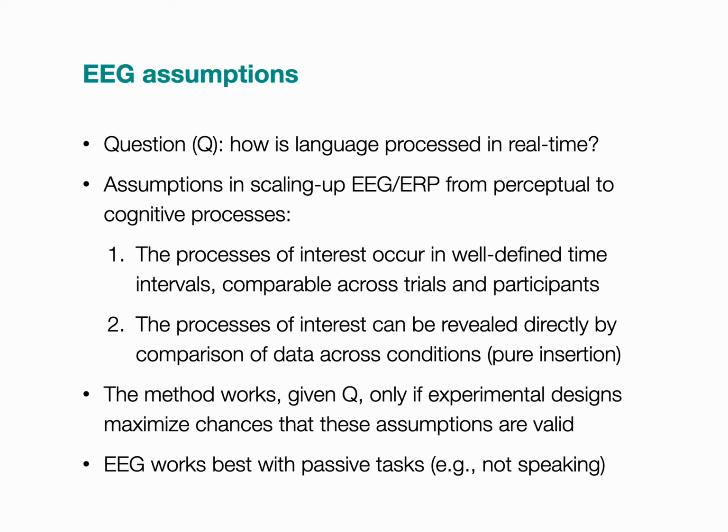So to use EEG and ERPs in their traditional form, we need experimental designs that maximize chances that these assumptions are valid. Another important point is that EEG works well with passive tasks, for example, reading or listening to sentences, but it does not work with active tasks, such as speaking. Again, the act of speaking engages many different muscles that control movements of the mouth and the vocal tract, and these muscles would generate electrical signals that interfere with the much weaker brain signals that we want to measure.